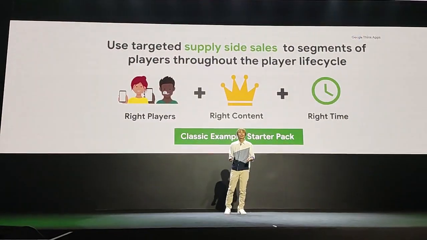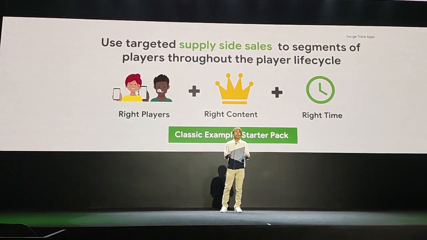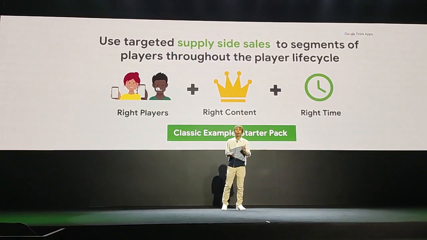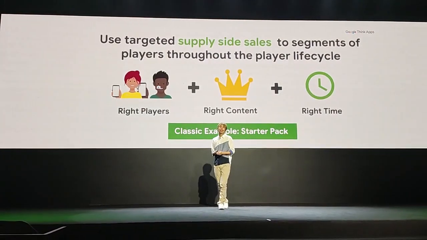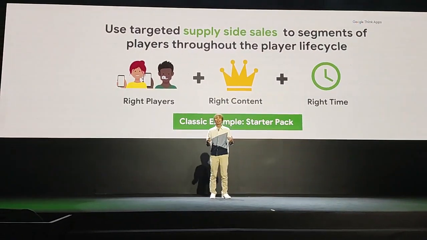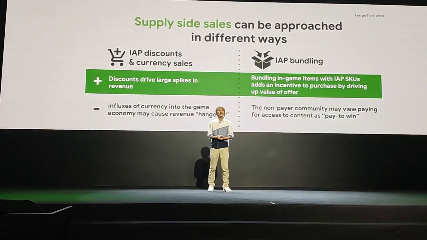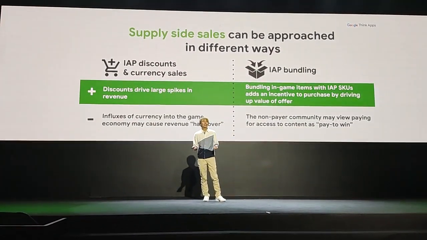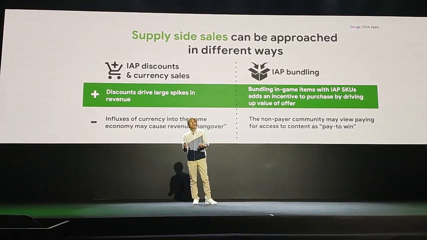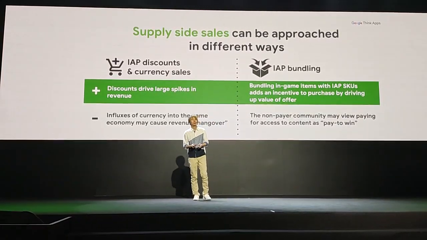The most common approach, once you've learned more about what your players' needs and values are in your game, is to segment your players in order to target the right audience at the right time. The best and most common example of that, which the majority of IAP-driven monetization games utilize, is starter packs. That being said, supply-side sales can be approached in different ways. IAP discounts and currency sales are by far the most popular approach in mobile games at the moment.